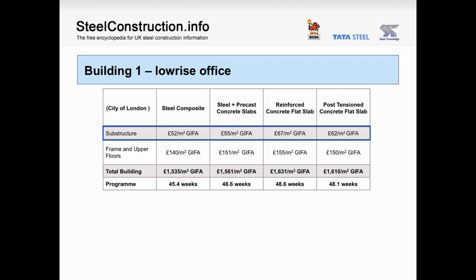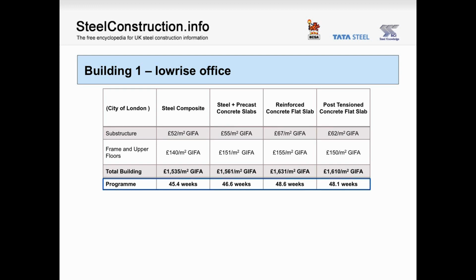However, when we assess the implications on the foundations from the superstructure, we see that the lighter weight of steel superstructure results in a saving on foundations, and in fact both steel options are cheaper than the concrete ones. Both of the steel options are also faster to construct, resulting in significant cost savings for the steel options compared to the concrete ones when considered for the building as a whole. The lowest steel option is the steel composite on metal decking at £1,535 per square metre, whereas the cheapest concrete option is £1,610 per square metre.